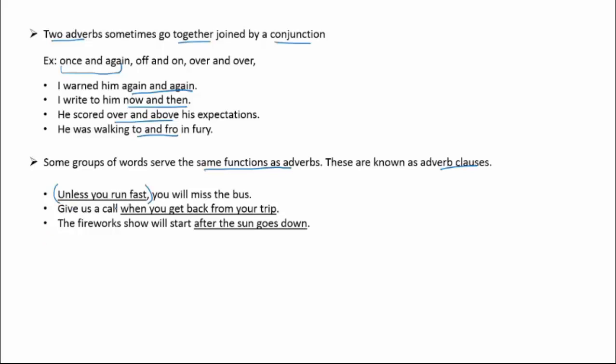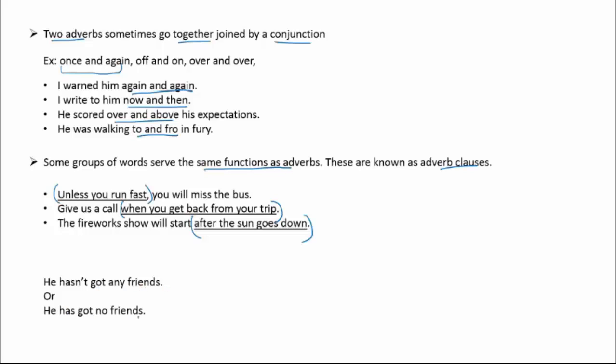Give us a call when you get back from your trip. When do you want me to give us a call? When you get back from the trip. This whole group of words is an adverb clause. The fireworks show will start after the sun goes down. When will it start? After the sun goes down. This whole is an adverb clause. He hasn't got any friends.